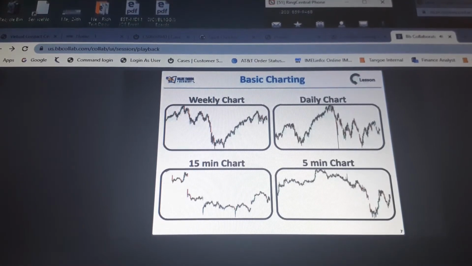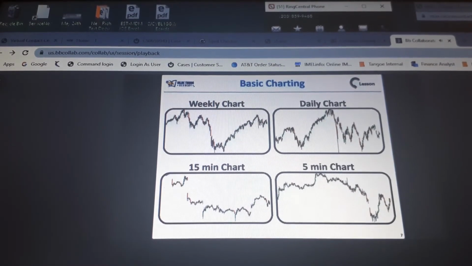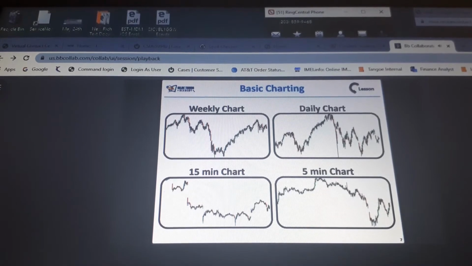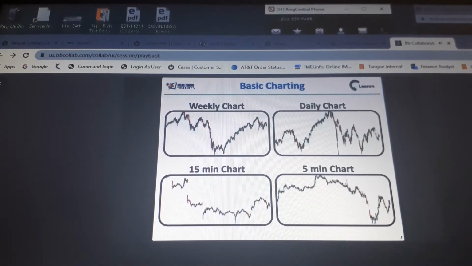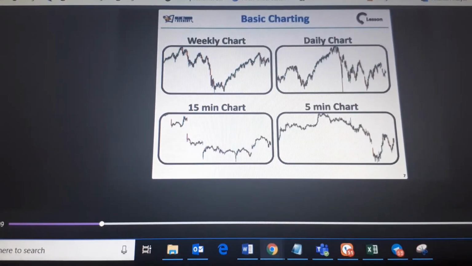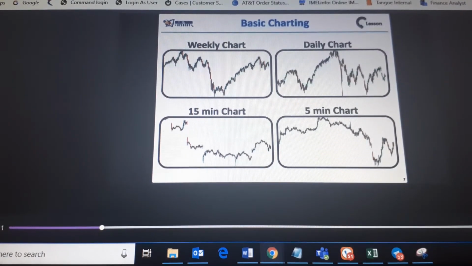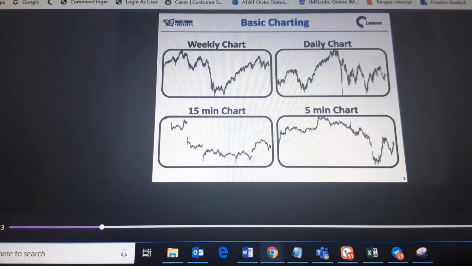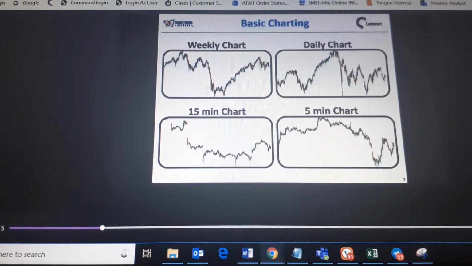Similarly, a weekly chart will have 5 daily candles in it, because the week is five days in the market. We start from Monday and end on Friday evening.